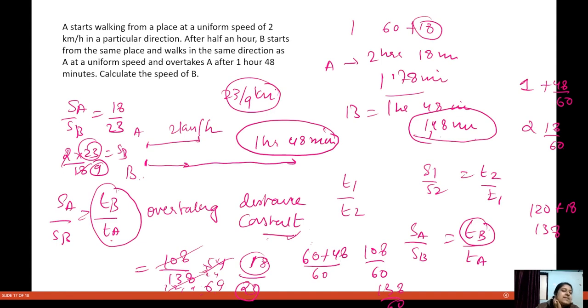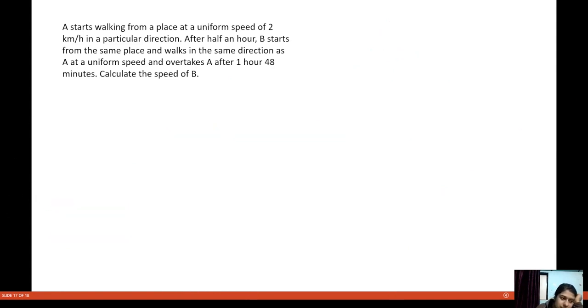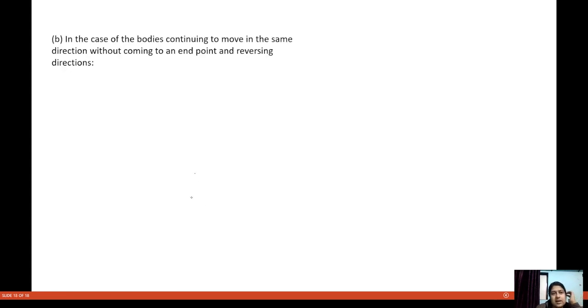So this is relatively easy. We just have to consider that distance is constant when you are overtaking. So very easy question. Let us move on to the next one.